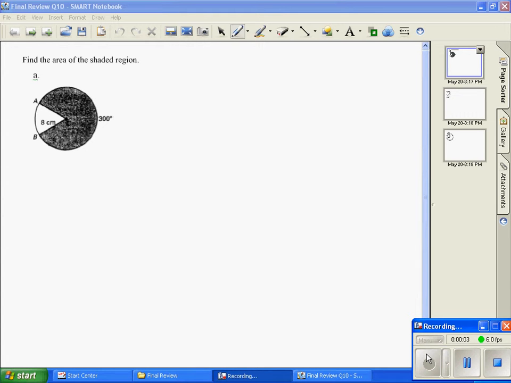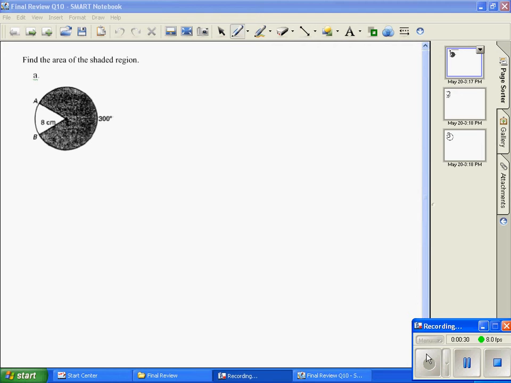Find the area of the shaded region. Okay, so we can see that we're dealing with sectors, areas of sectors. So this is related to circles, as obviously we have a circle there. So we need to plug this into our formula that we have for the area of the sector. And remember, the formula is the angle over 360 times pi r squared.